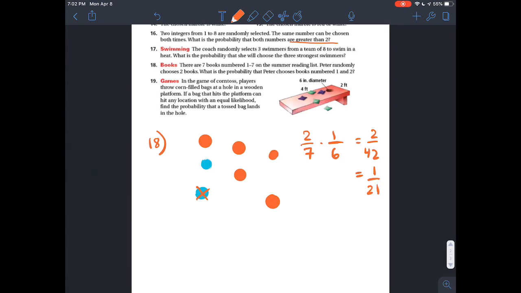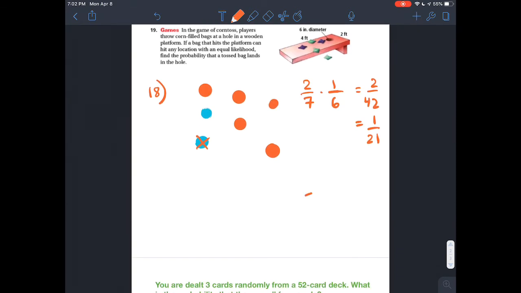Is there another way we can think about this? Yes, there is. The number of ways to pick 2 books from a group of 7 is given by 7C2. That's your total possible outcomes, and that is equal to 7 times 6 over 2 times 1, which equals 21. Only one of those 21 ways is going to give you books 1 and 2.